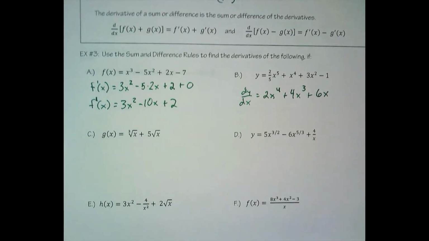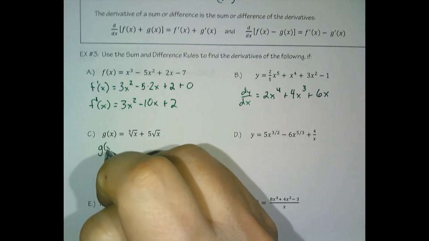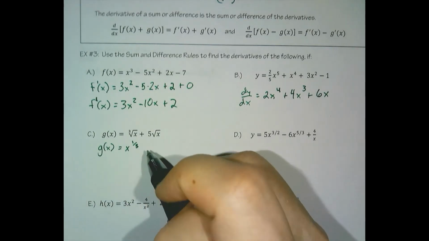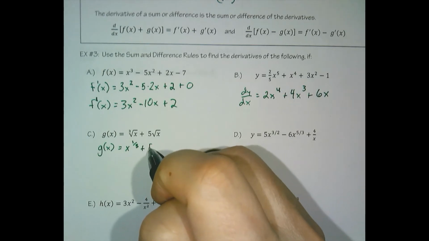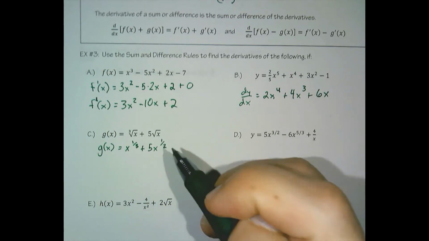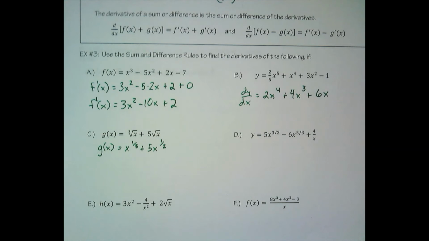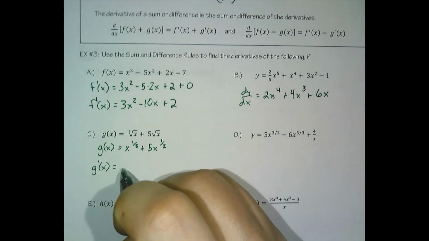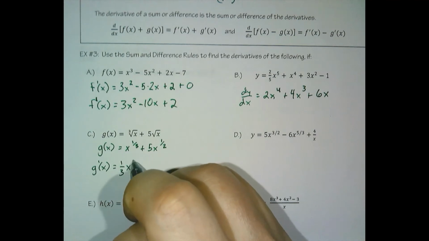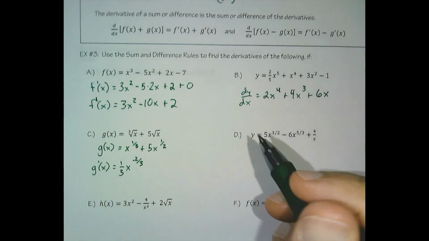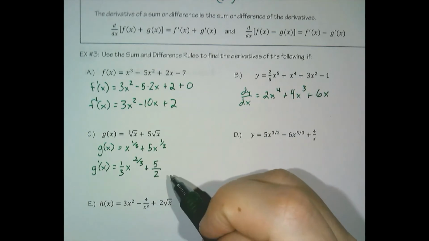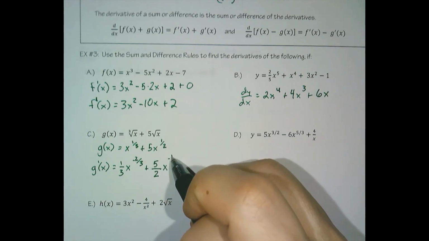As always, sometimes it helps to rewrite the expression before you take the derivative so that we can see those power rules. So when I take the derivative, 1/3 x to the negative 2/3 plus 5 times 1/2, or 5/2 x to the negative 1/2.